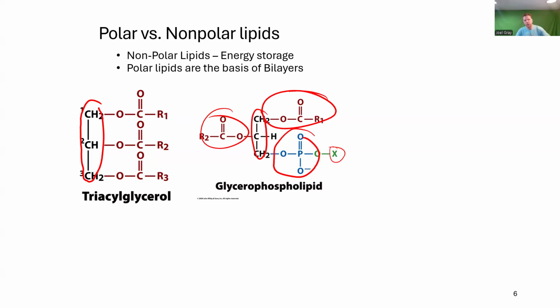Now, the big divider between triacylglycerols and glycerophospholipids is that triacylglycerols are nonpolar lipids, whereas glycerophospholipids, by the presence of this phosphate group and this head group, have a polar end to them. So these are polar lipids, and they are major parts of bilayers.